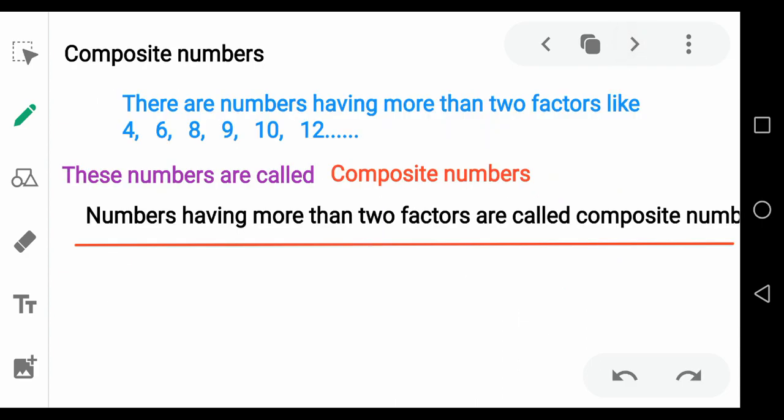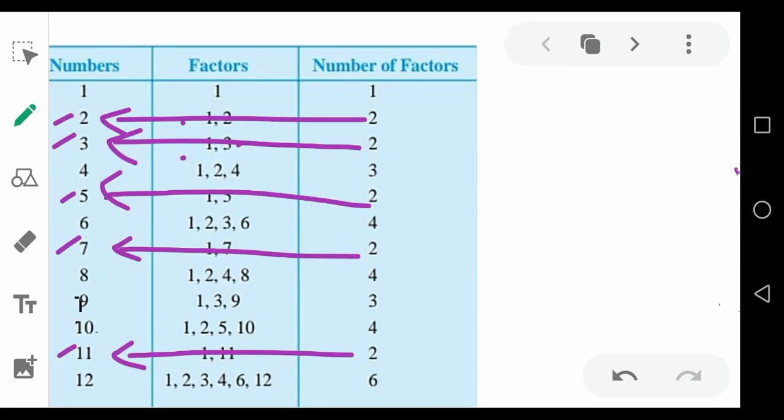Now comes composite numbers. Composite number means the opposite of what we have told now. What did we say now? Numbers having exactly 2 factors are called prime numbers. So what will be composite numbers? Composite numbers are numbers having more than 2 factors. So coming back to our table, which all numbers are having more than 2 factors?